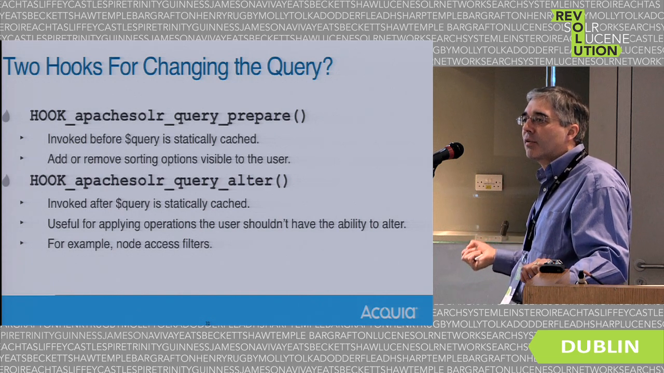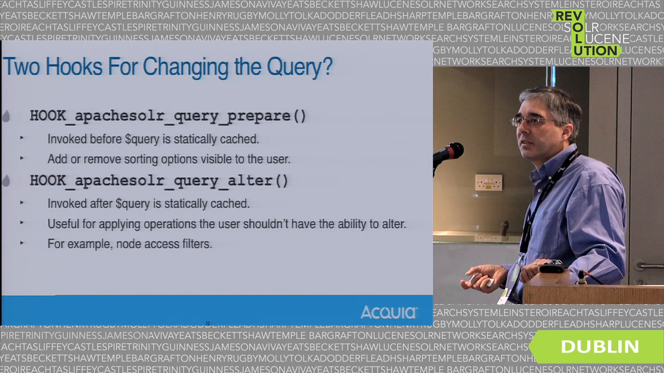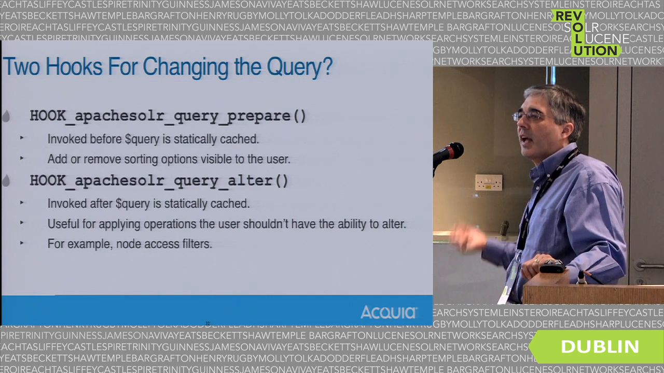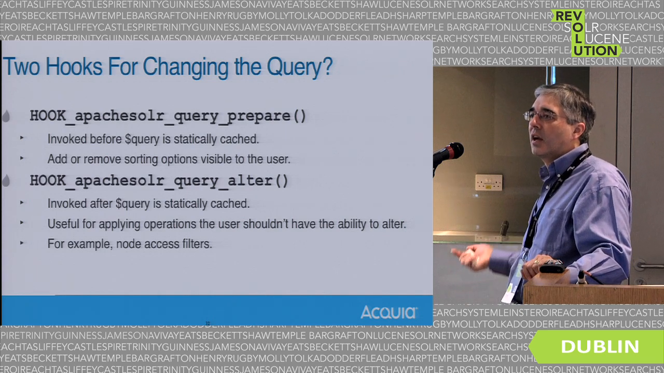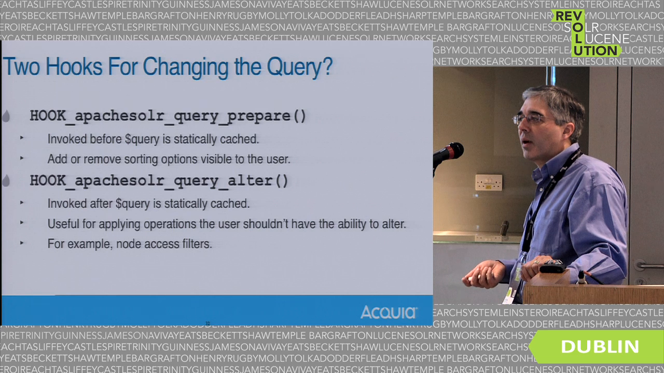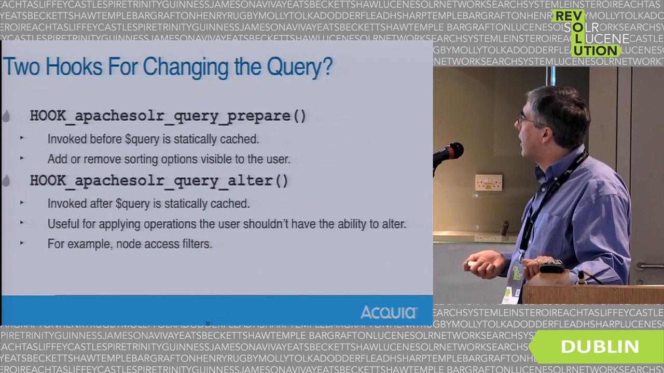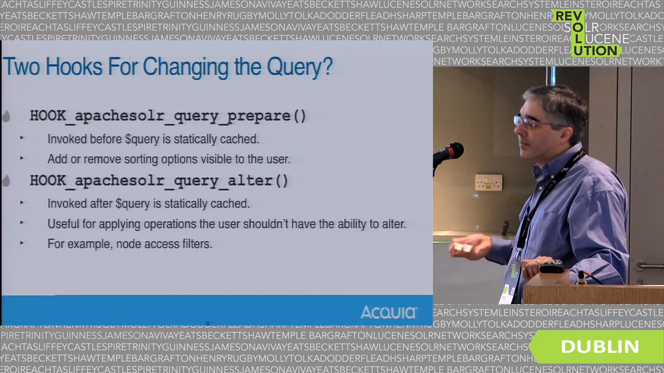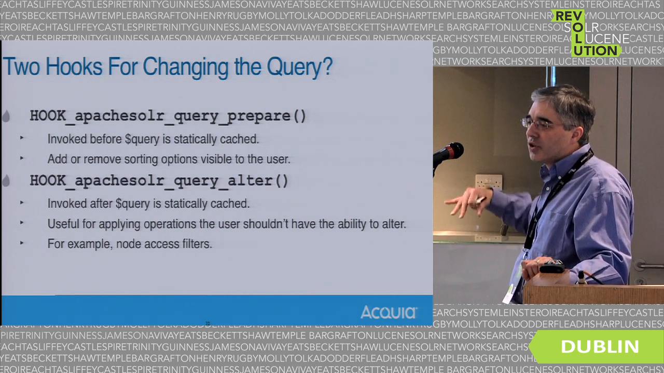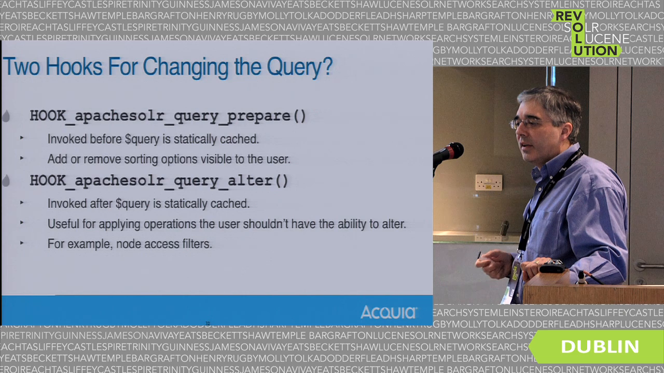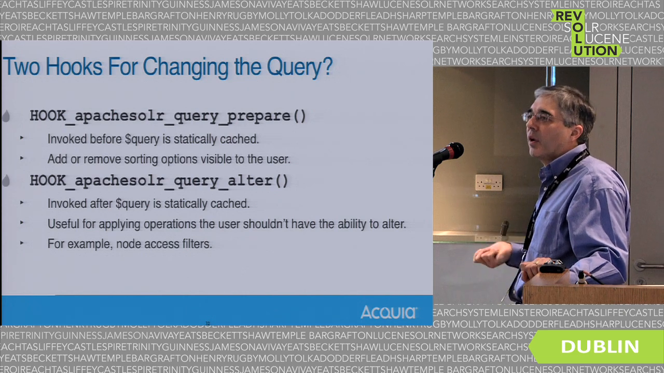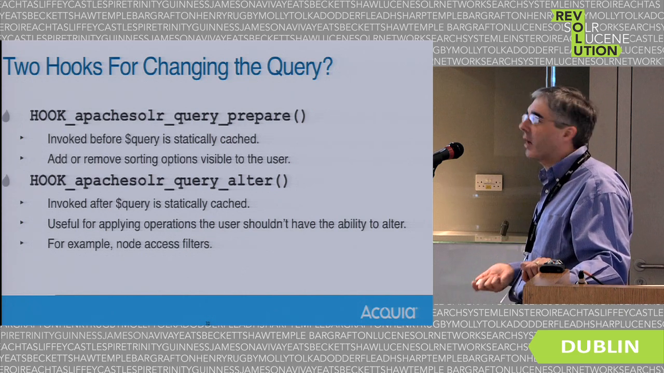Basically, we use that cached version to render things like the facet blocks. So the things in the cached version are potentially exposed to users. They may show up as URL query parameters, or as visible sorts in the sort block. So if you want to differentiate, the prepare hook is when you do things that you may want the user to see or be able to affect.